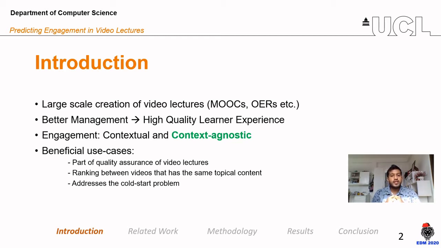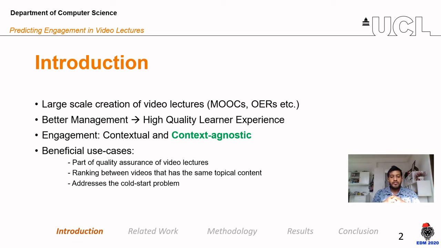Also, we recognize context-agnostic engagement, which represents the overall engageability, or the engagement potential, of an educational material. This does not relate to the context of the learner. Rather, it relates to the attributes of the lecture or the educational material itself. It could be looked at as the marginal engagement of a video lecture across a learner population.